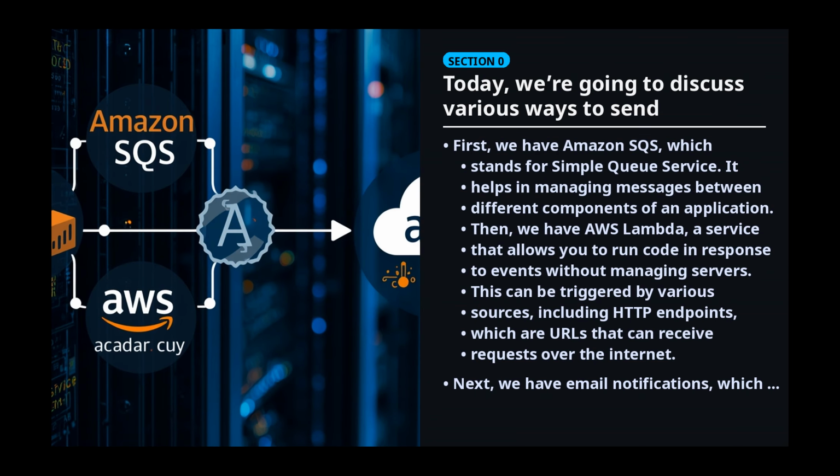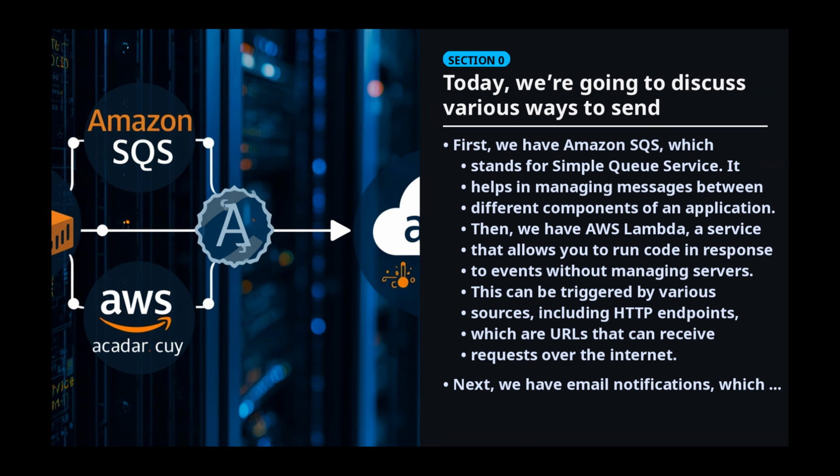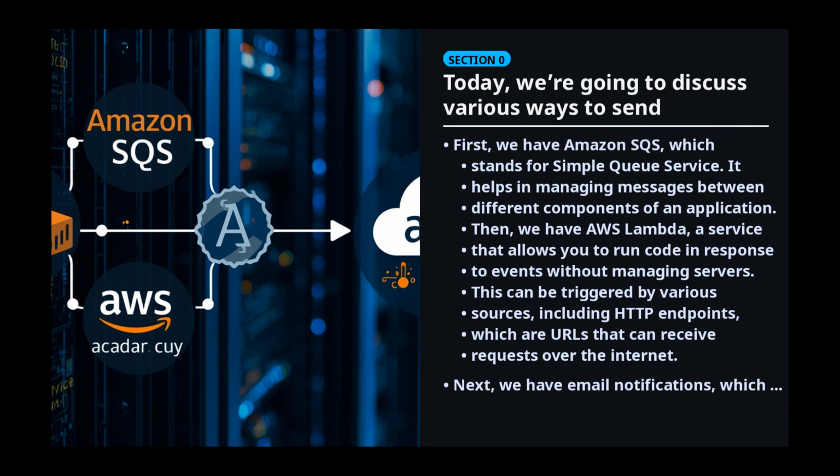First, we have Amazon SQS, which stands for Simple Queue Service. It helps in managing messages between different components of an application. Then, we have AWS Lambda, a service that allows you to run code in response to events without managing servers. This can be triggered by various sources, including HTTP endpoints, which are URLs that can receive requests over the internet.